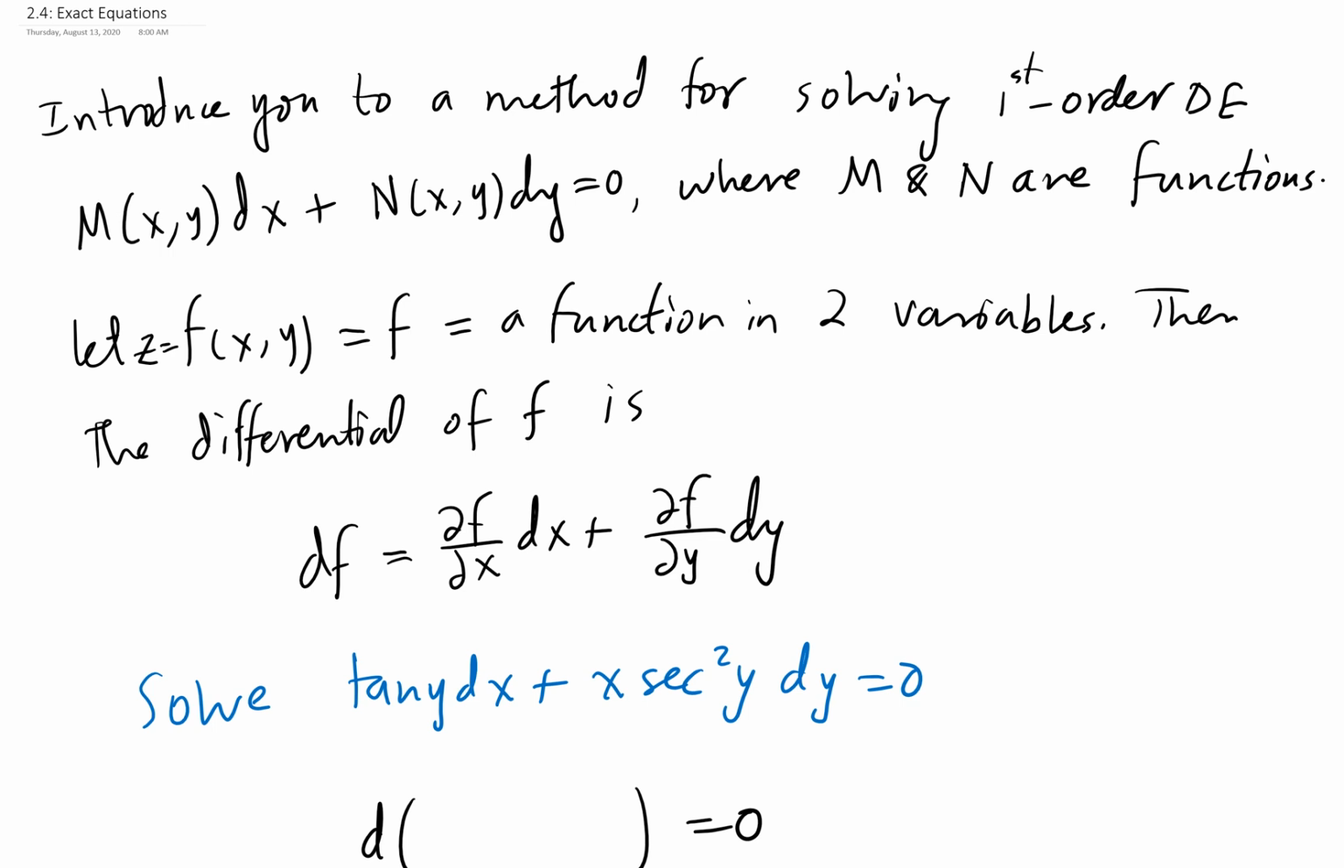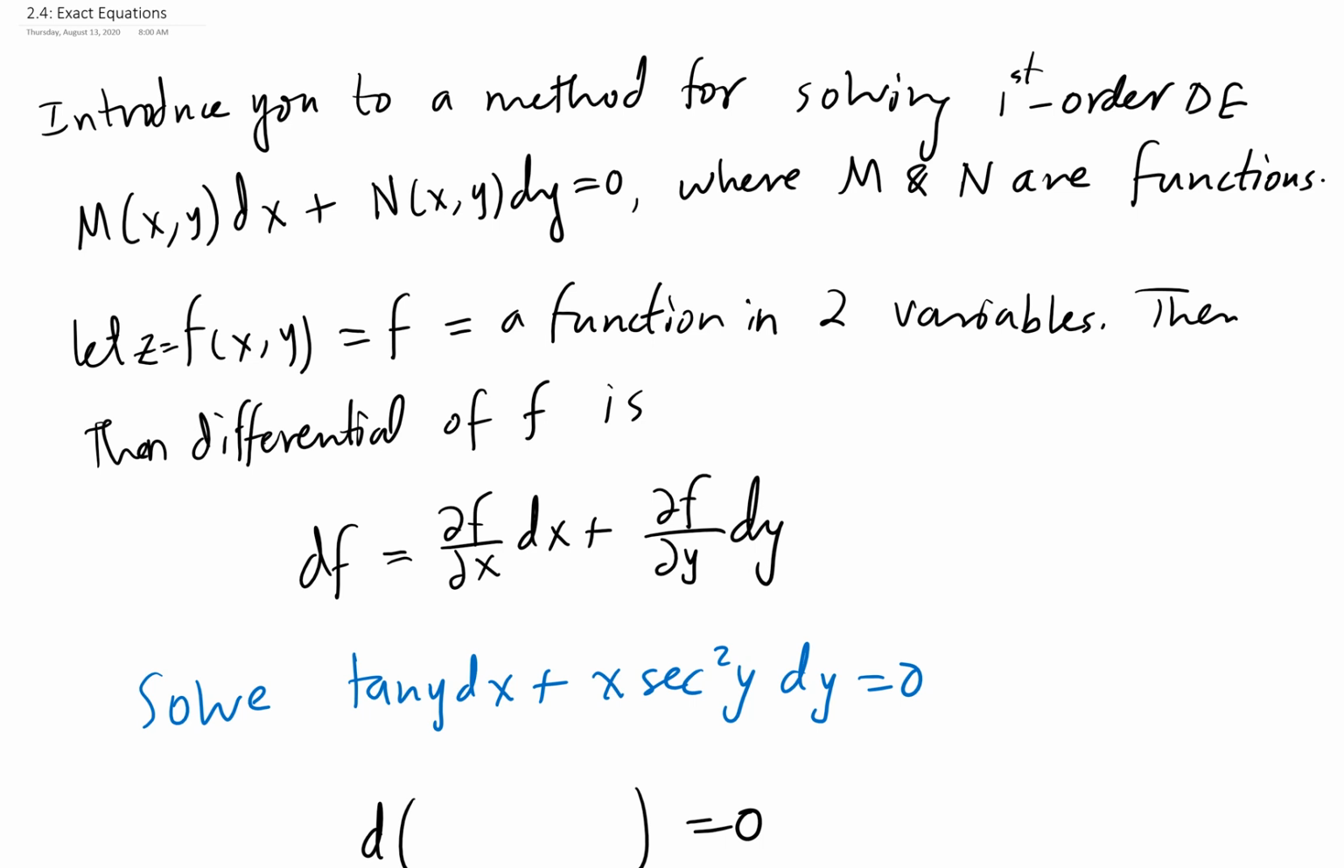Section 2.4, Exact Equations. Here in this section, we introduce you to a method for solving a first-order differential equation in the form M(x,y) dx plus N(x,y) dy equals 0, which we've seen already in the previous section, where both M and N are functions in x and y. If we let z equals f(x,y), or simply f, defined as a function in both variables x and y, then the differential of f is defined as partial f partial x dx plus partial f partial y dy. Keep that in mind. We're going to come back to this and use it.